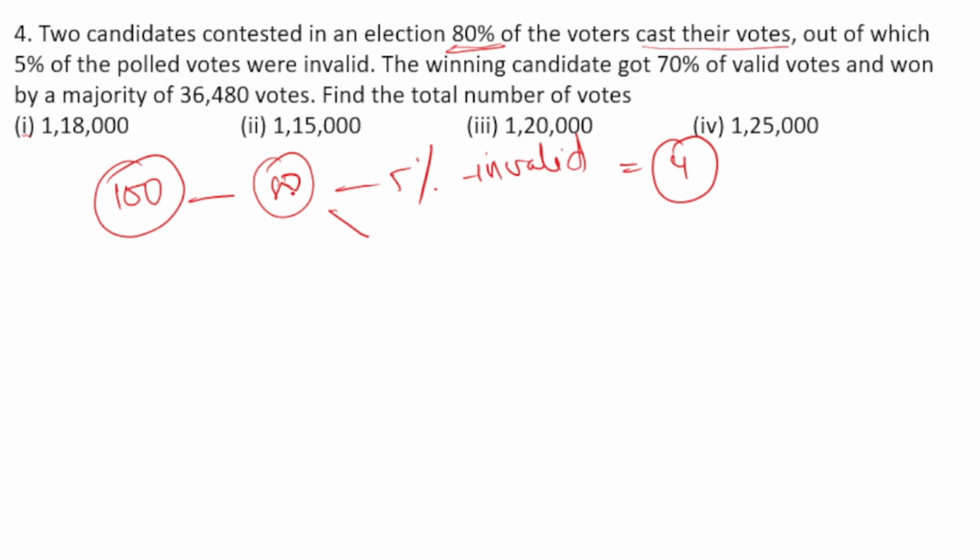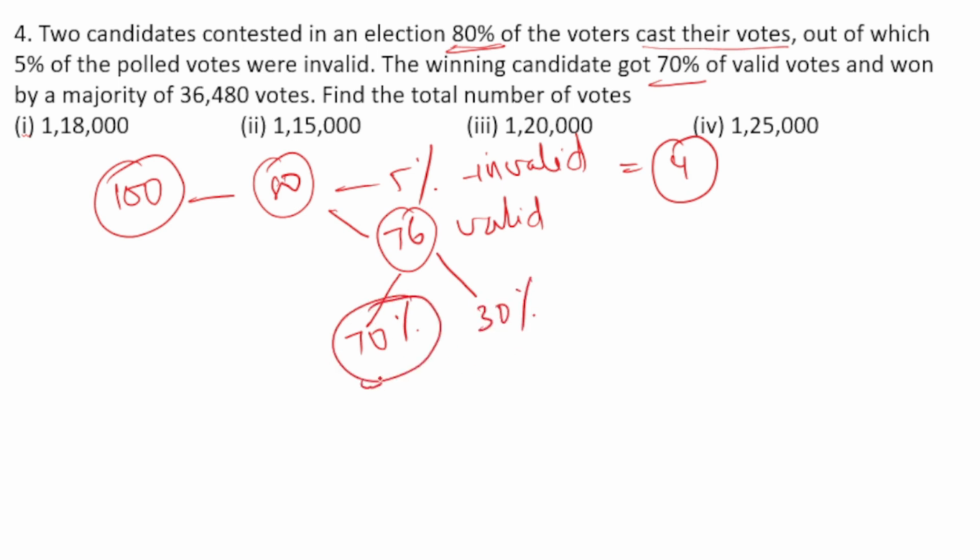And what are the valid votes? It is 80 minus 4, 76. 76 are the valid votes. The winning candidate got 70% of the valid votes. See, out of the 76, the winning candidate got 70%. And out of the 76, the losing candidate got how much? It is 100 minus 70, it is 30%. This is what the winning candidate got and this is what the losing candidate got.